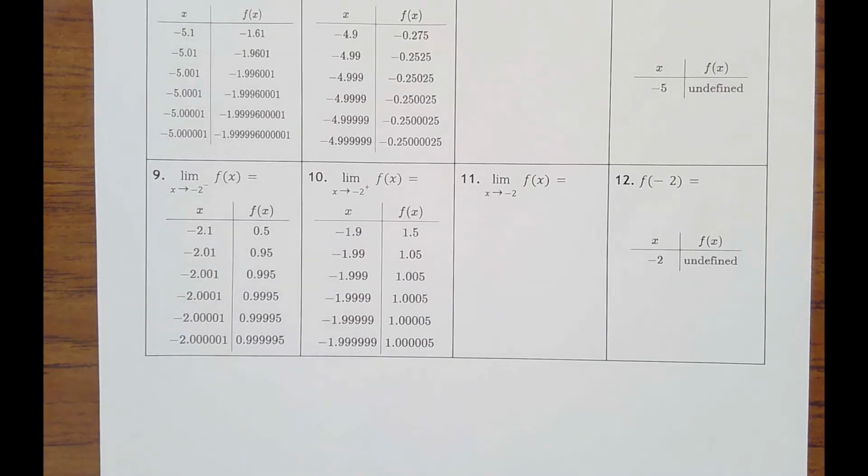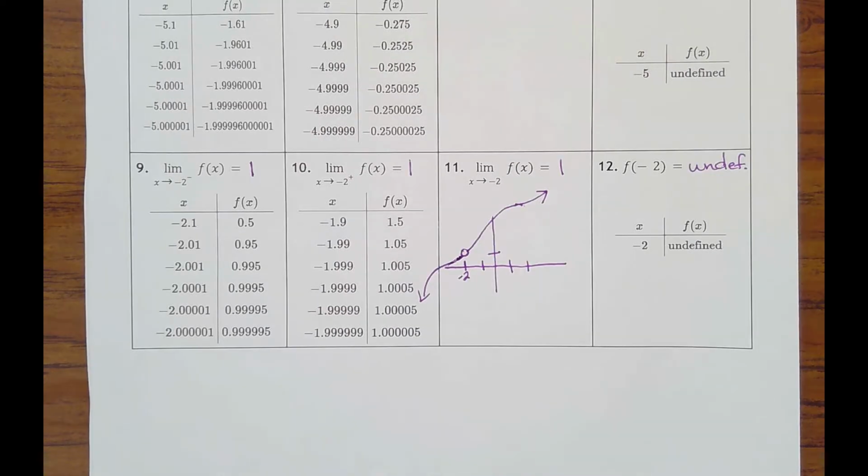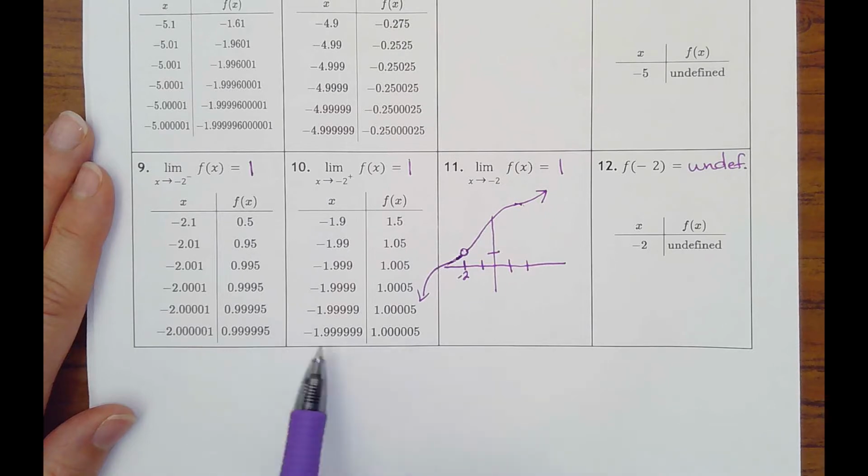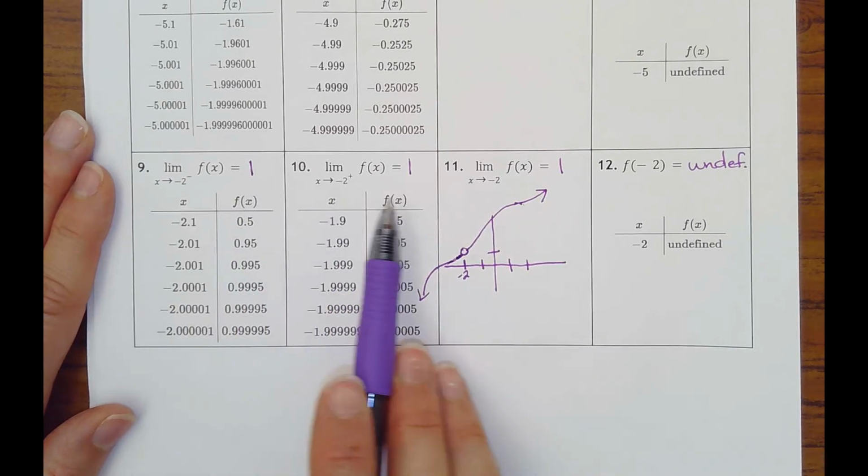Okay, I'm going to let you try 9 through 12. 9, 10, 11, 12, and I really like these. As we're approaching -2 from the left, we're getting closer and closer to 1. And then on number 10, when we're coming from the right, we're getting close to 1. So because these match, we're at 1.